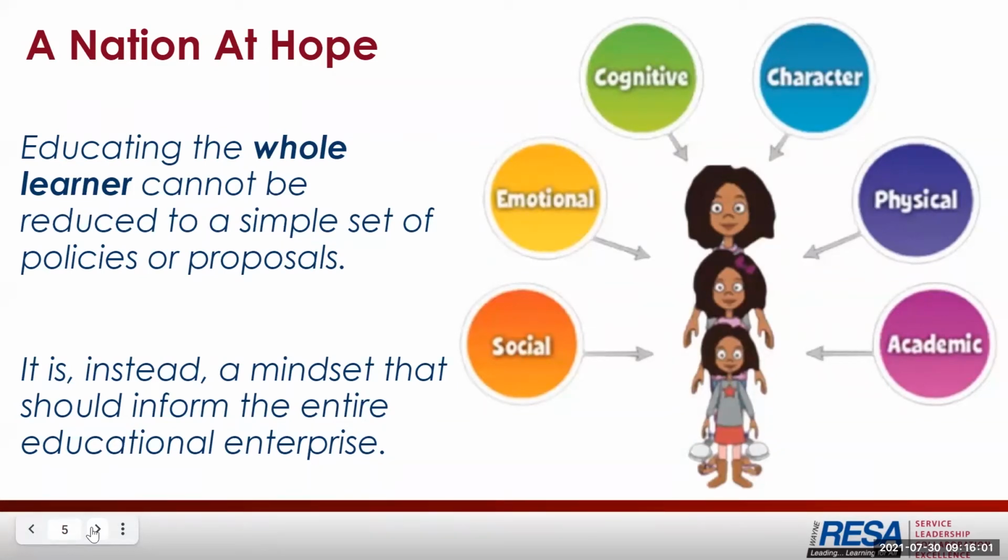What is the whole child? In our presentation, we're going to look at this a little more closely. But educating the whole child cannot be reduced to a simple set of policies or proposals. It is instead a mindset that should inform the entire educational enterprise. This again comes from A Nation at Hope and reinforces that we have to think about the social, emotional, cognitive, character, physical, and academic needs of the child.